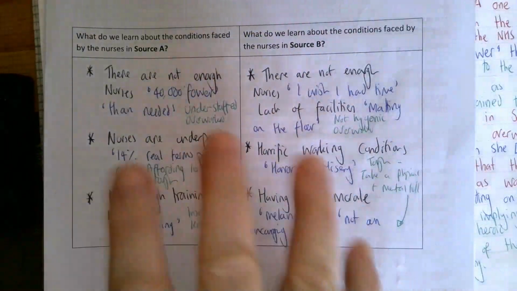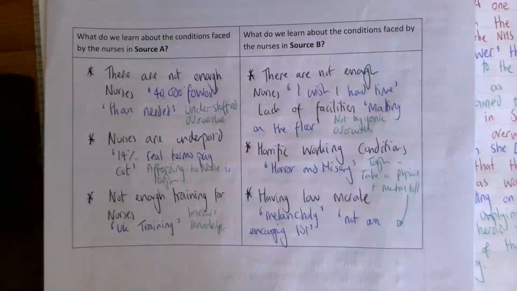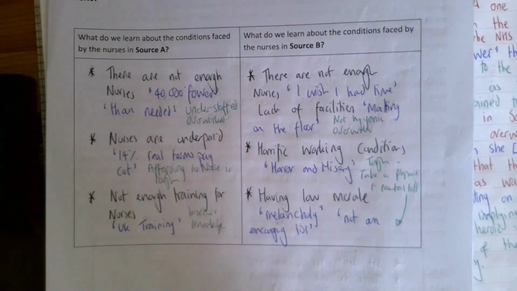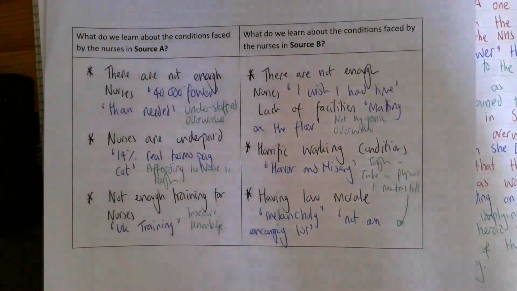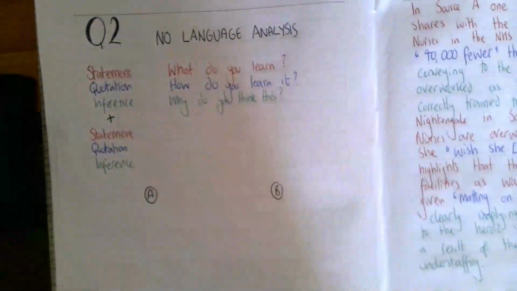So here I've now got 6 elements that I would be able to write about. To give me the best chance to get 8 marks, I'd want to choose 2 from each column and to use those in a comparative way.